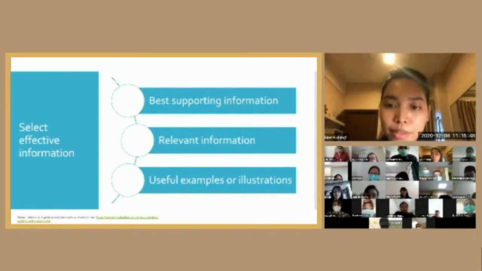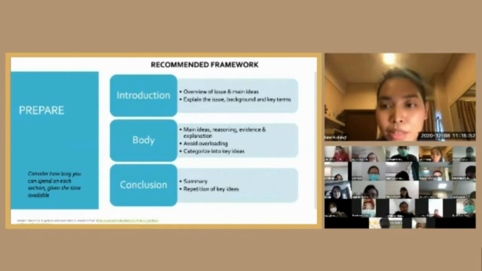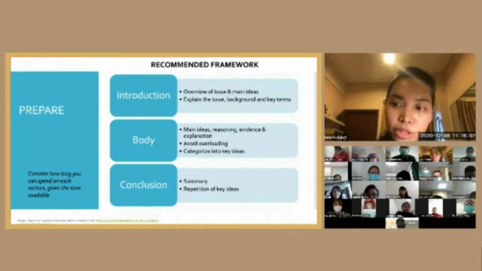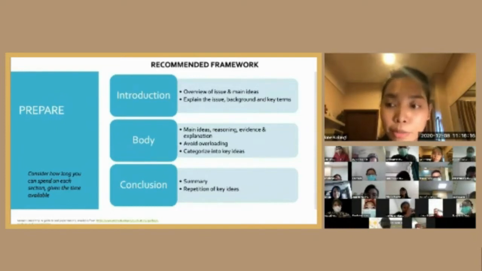Next. The second P is to prepare. So this is the recommended framework for presentation. It's very general, which consists of introduction, body, and conclusion. The introduction is where you want to have an overview of your issue, of your background. It's where you want to mention if there are knowledge gaps, your hypothesis, and the aim of your presentation, as well as the key terms.